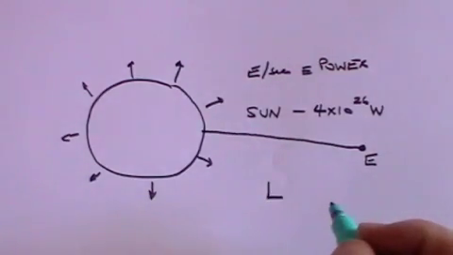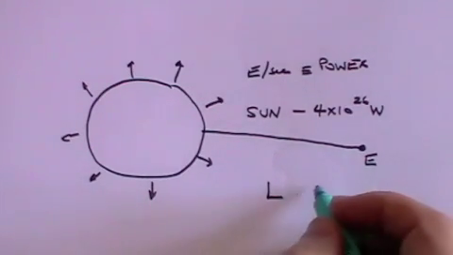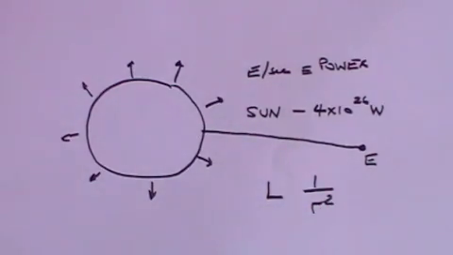Firstly, the luminosity. The greater the luminosity, the greater the intensity. But also it will depend on 1 over r squared, where r is the distance between that star and the Earth, because intensity falls off as the square of the distance.